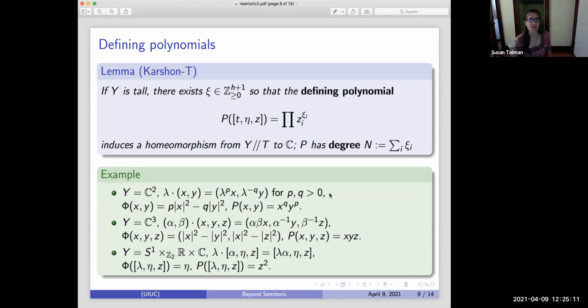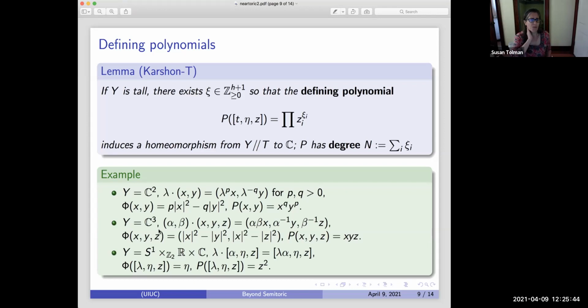And you can check that this polynomial is invariant. That's very easy to see, right? Because if we act, we're going to pick up a lambda to the pq from the first term and a lambda to the minus pq from the second term. And so it's transparent that it's invariant. It's not transparent that this gives you a homeomorphism, but it's true, and it is not terribly difficult. It's like a third of a page proof. It's not a hard proof.